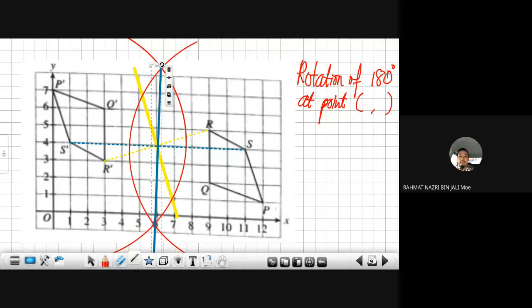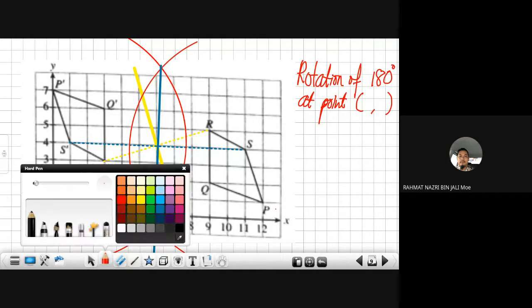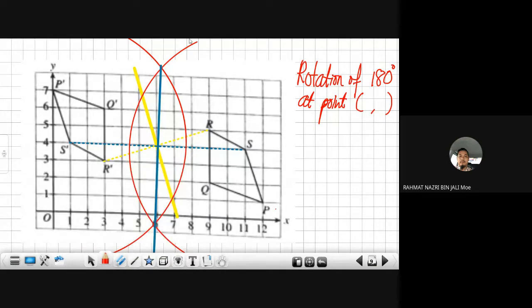Okay, done. Finally we find the center. The center of rotation is at this point. And then we find the coordinates: 6, 4. Alright, 6, 4.